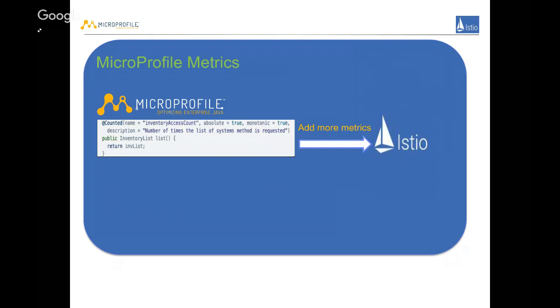For the metrics, MicroProfile can add a few application-specific metrics like @Counted, which counts how often this method was called, for example. All these metrics can be viewed in Prometheus, automatically supported by Istio. And obviously, Istio can add many more metrics, but you can see all the metrics, query them, and view them in Grafana, for example.